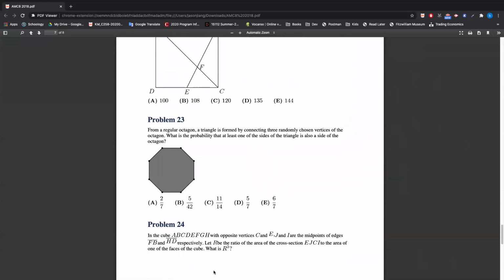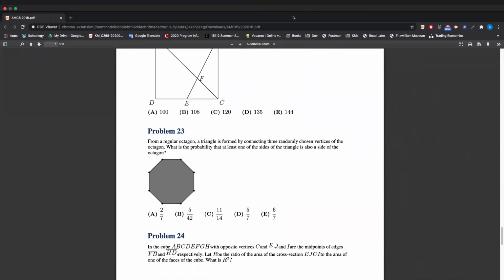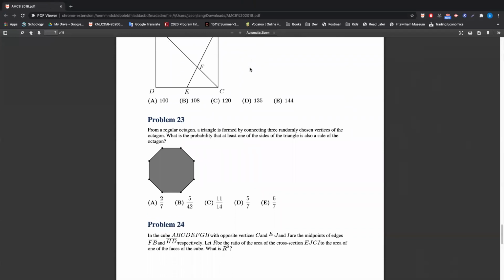Okay. So we have a regular octagon and a triangle formed by connecting 3 random vertices. We want the probability that at least one of the sides of the triangle is also a side of the octagon. Well, the first vertex that we choose can be any vertex, right? Let's just say it's this one.